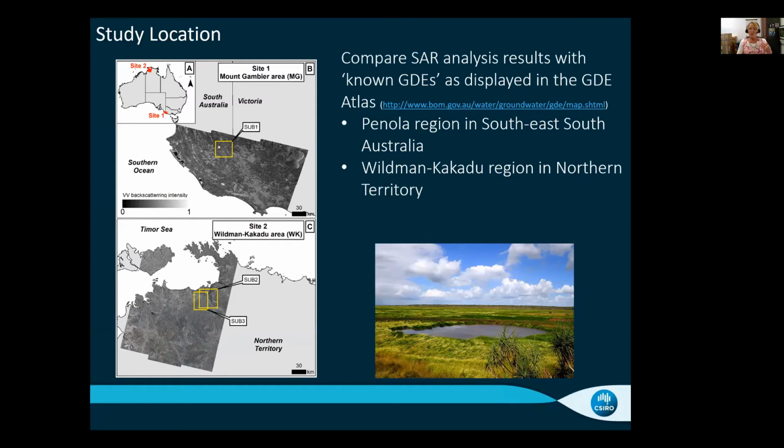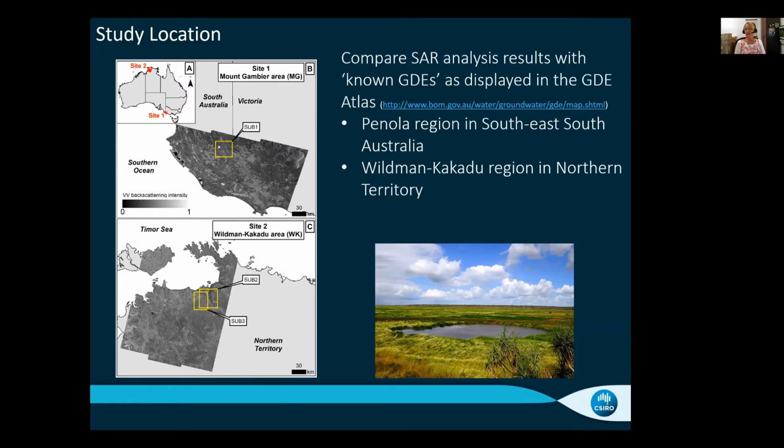So our study locations. What we wanted to do was to find 2 different study locations in Australia, one that was more tropical and one that was more temperate. So both of these regions, we've picked one in the Wildman-Kakadu region in Northern Territory and a second one in the Penola region in the southeast of South Australia. So both of these regions are subject to quite significant cloud over time, but also we wanted to develop a method that works in these very different climatic zones.